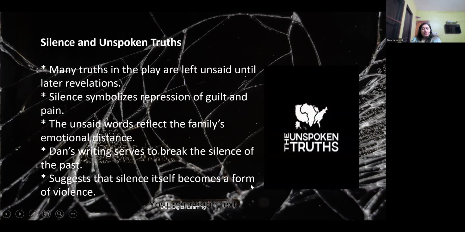Silence and unspoken truths. Many truths in the play are left unsaid until later revelations. Silence symbolizes repression of guilt and pain. The unsaid words reflect the family's emotional distance. Dan's writing serves to break the silence of the past. The play suggests that silence itself becomes a form of violence.